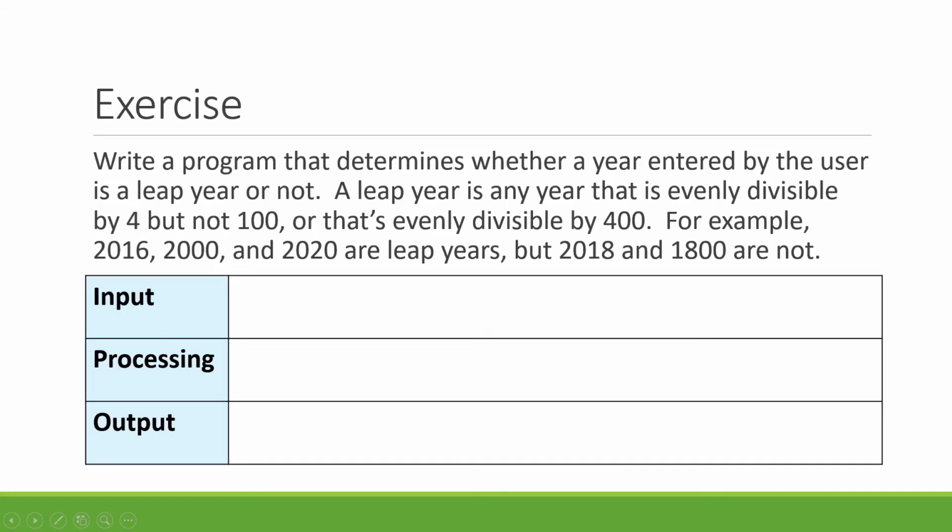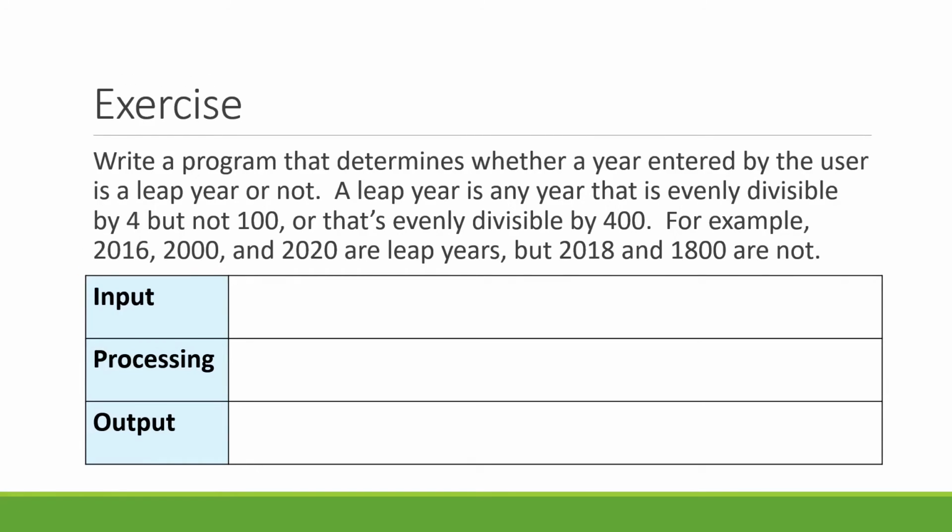Here's one more exercise for you to try. Write a program that determines whether a year entered by the user is a leap year or not. A leap year is any year that is evenly divisible by 4 but not 100, or that's evenly divisible by 400. For example, 2016, 2000, and 2020 are leap years, but 2018 and 1800 are not leap years. Go ahead and try this exercise on your own. Don't forget to fill in the IPO chart. Pause the video, and then come back when you're done and check your answer.